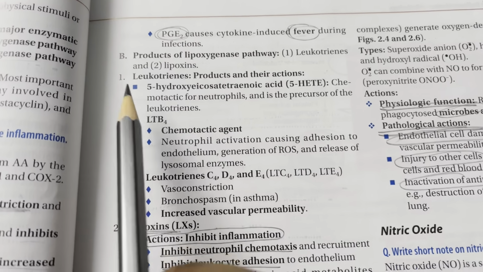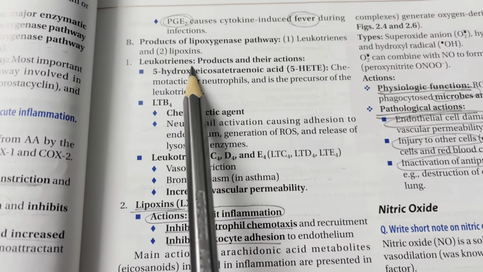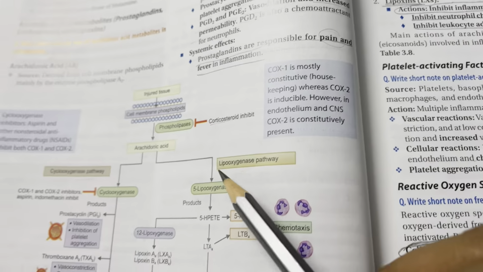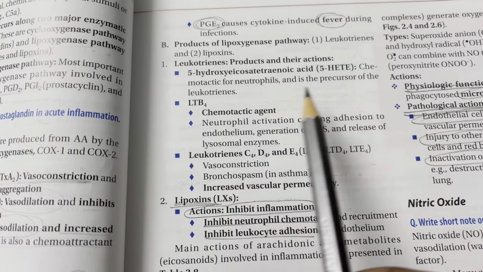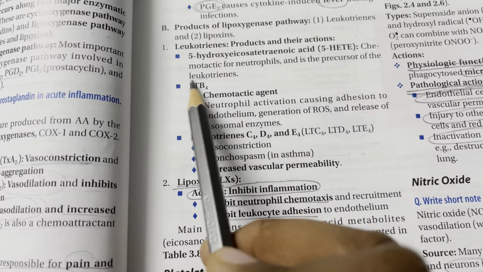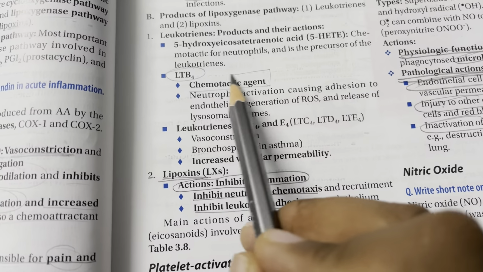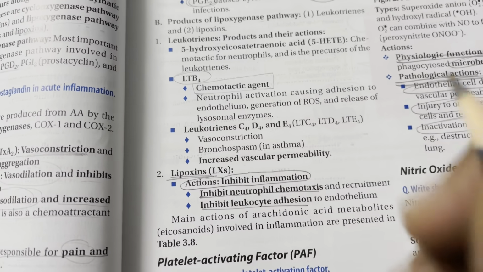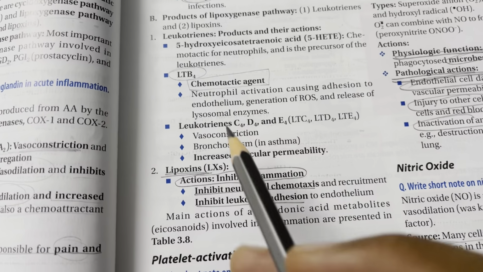E for fever. Now the products of the lipoxygenase pathway: leukotrienes and lipoxins. In the lipoxygenase pathway, you have 5-HETE, which is basically a chemotactic agent for neutrophils. It is the precursor of leukotrienes. LTB4 is a chemotactic agent, and that you need to remember. LTB4, C5a, IL-8, and bacterial products are chemotactic and attract neutrophils.